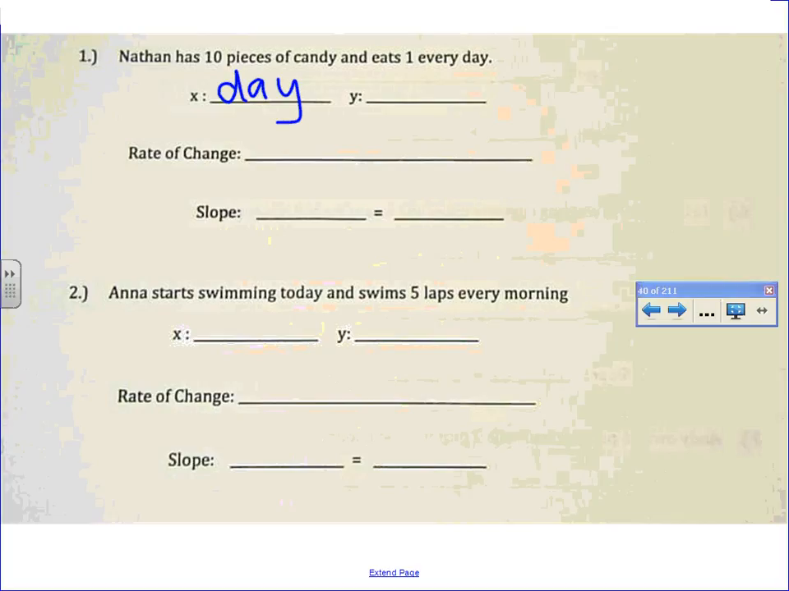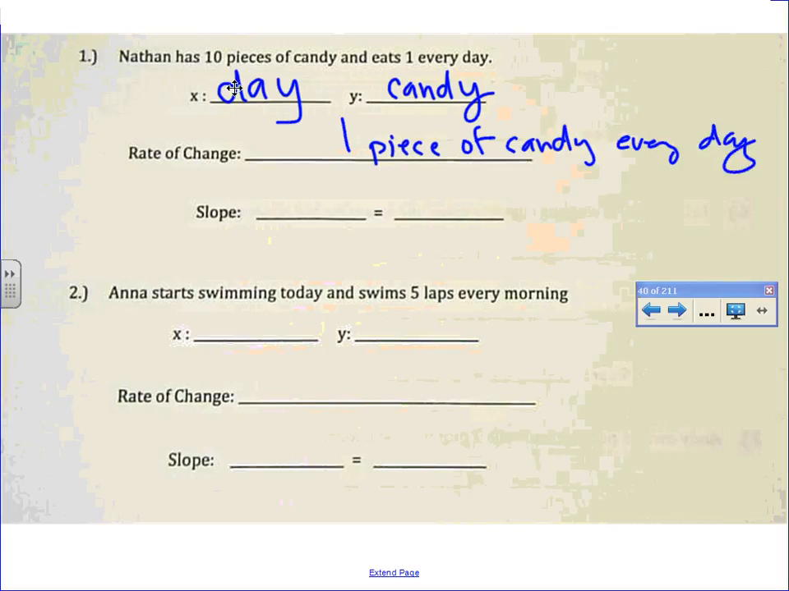What is Y in this problem, Jared? Pieces of candy or candy. You can do either way. I'm just going to put candy. It doesn't matter. Brian, you want to do the next thing? Good. So our rate of change is 1 piece of candy, or 1 candy, however you want to say it, every day.